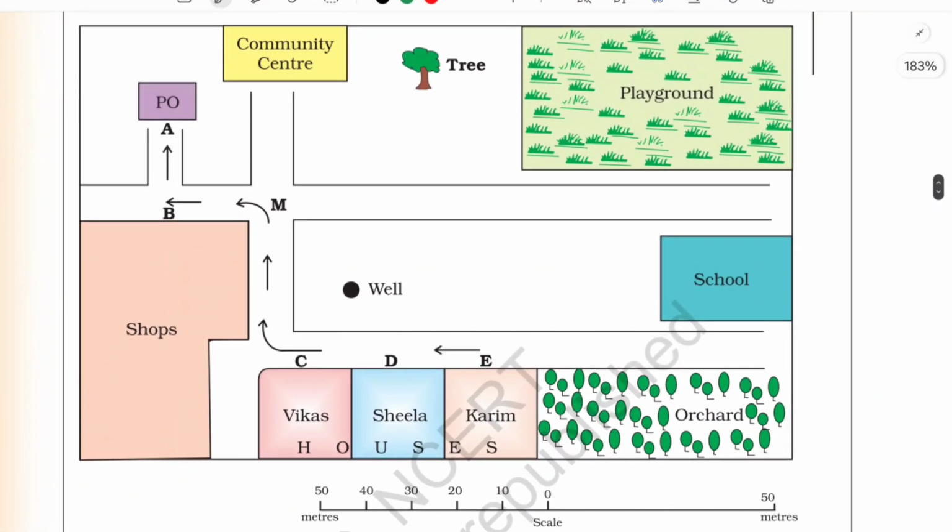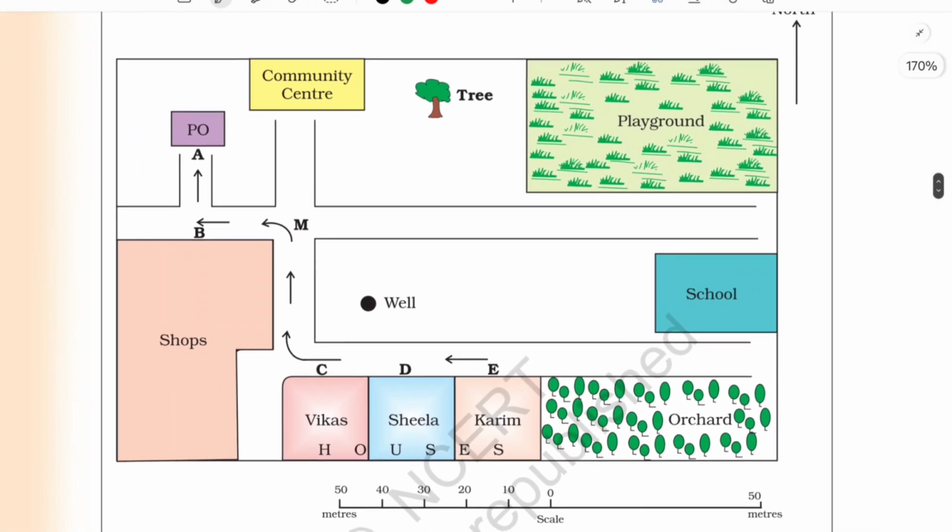See, this is a large scale map. Okay, this is a large scale map. Why? See, proper more information is being given.